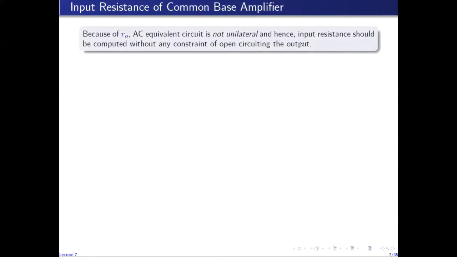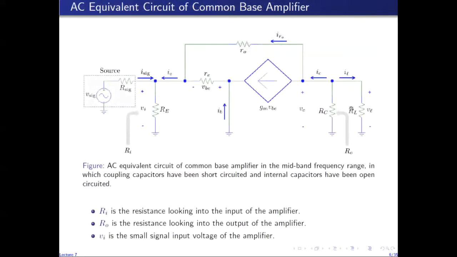which means that, as discussed before, if the amplifier is not unilateral, then the input resistance should be computed without any constraint of open circuiting the output. So we will compute Ri without open circuiting the output. In other words, we will compute Ri considering RL.